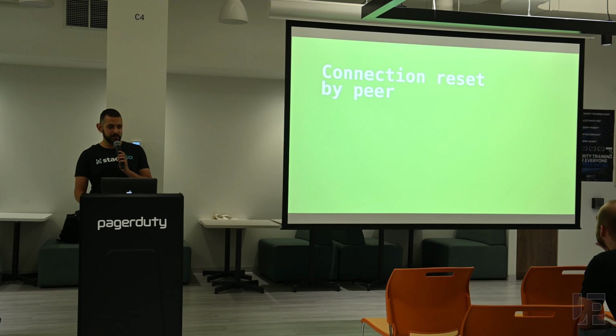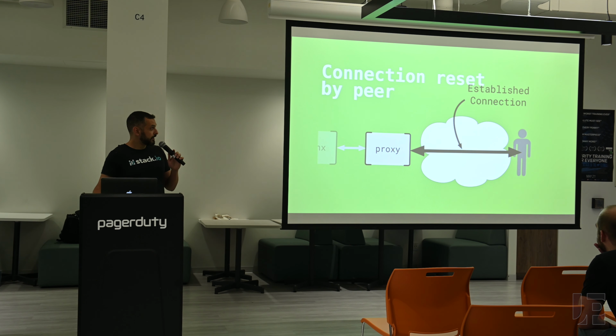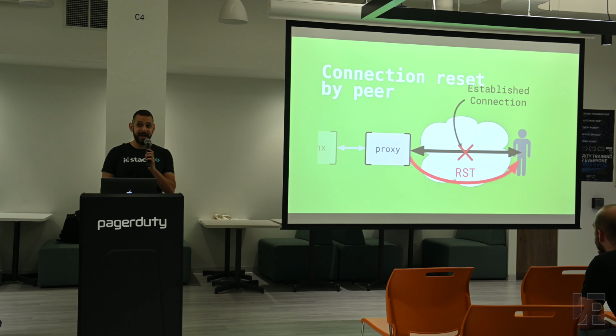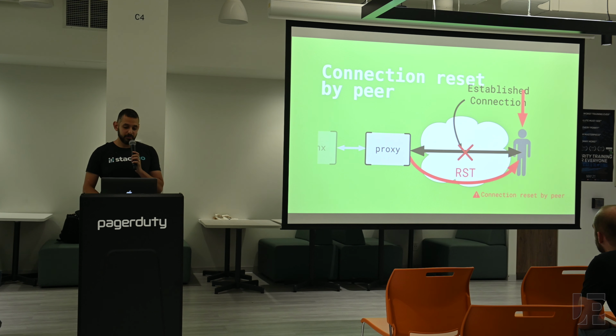Got connection reset by peer. I'm sure some of you have seen this before. Imagine you have an established connection. This is where you've already done your TCP handshake with an end system, and you're starting to transmit data. You're having a good time, and for whatever reason, you get a reset packet thrown back from the end user, or sorry, the proxy.